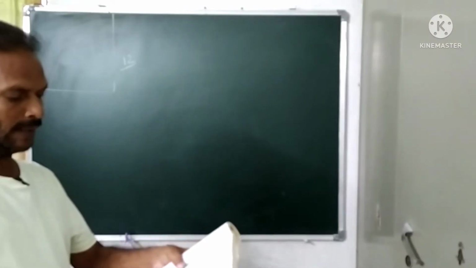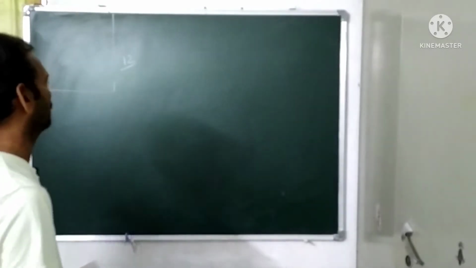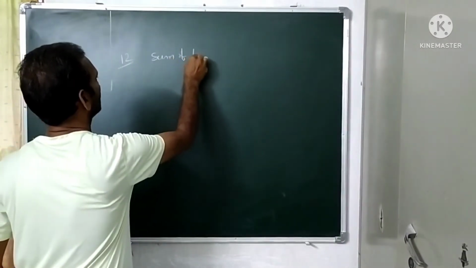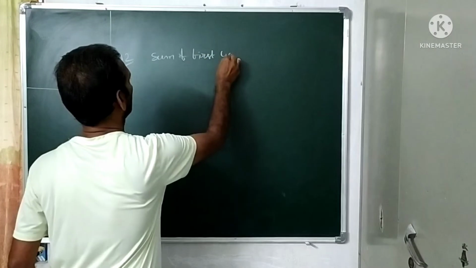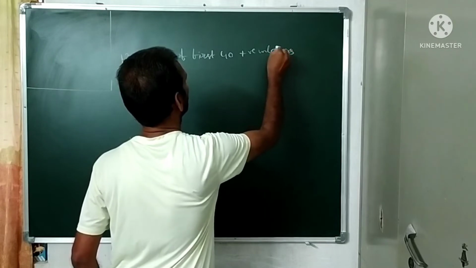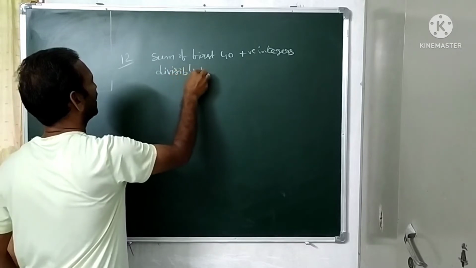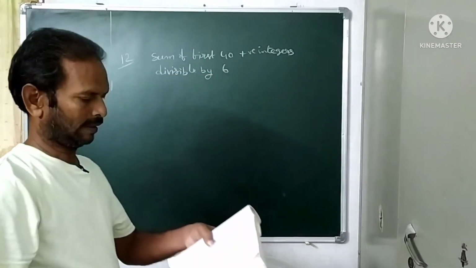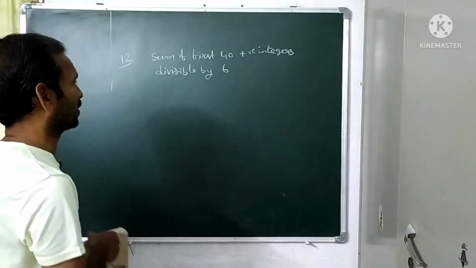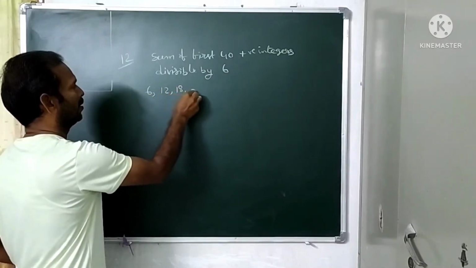Find the sum of the first 40 positive integers divisible by 6. So the first number divisible by 6 means what? 6. Next one 12, 18, and so on.